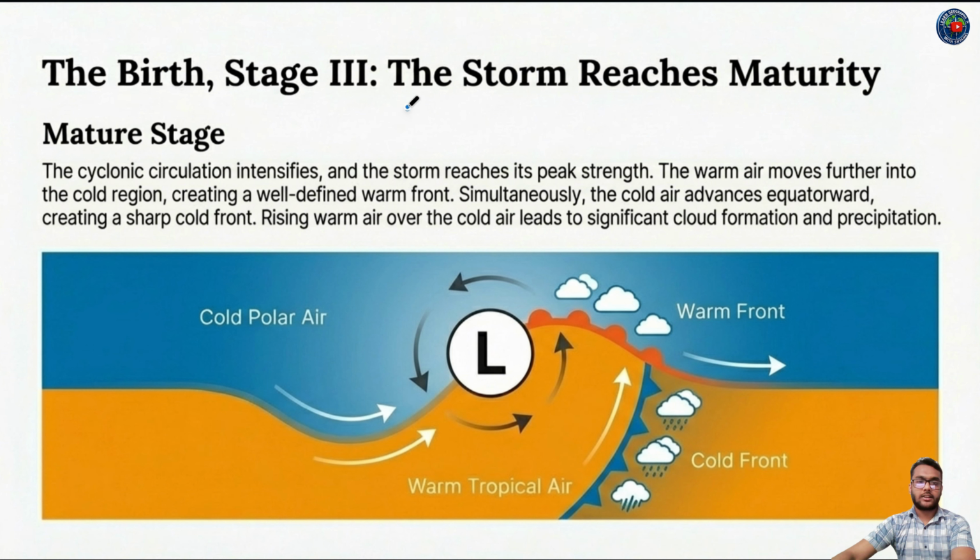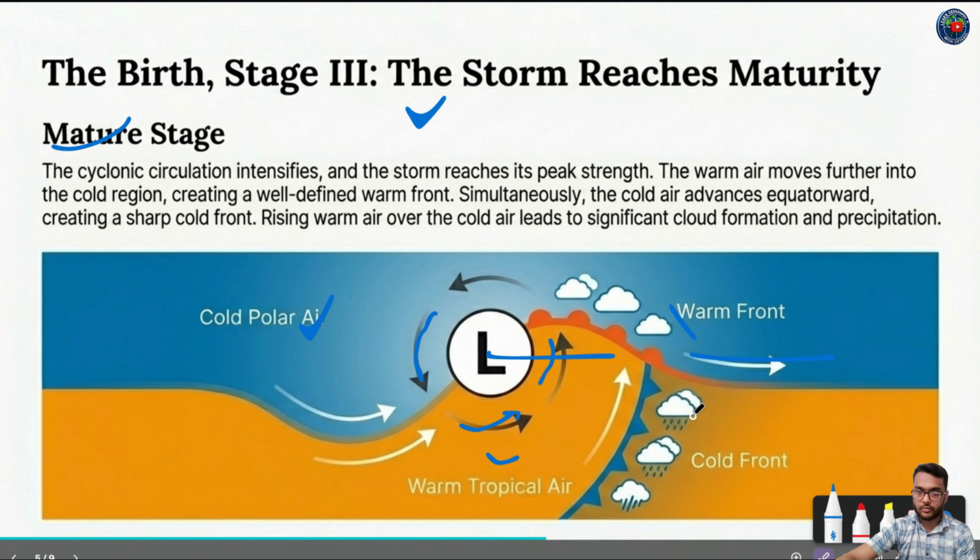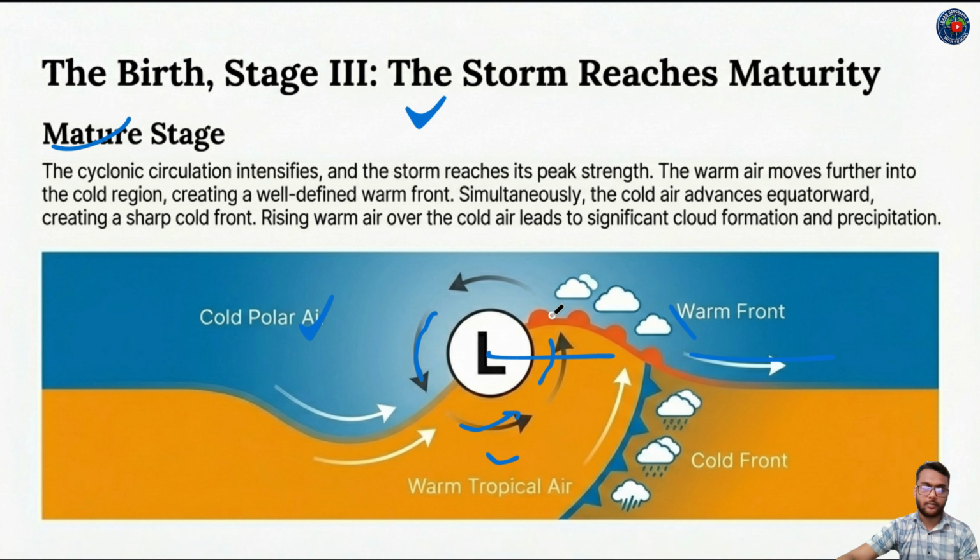And then stage 3, the storm reaches maturity. In the mature stage, the cyclonic circulation intensifies and the storm reaches its peak strength. The warm air moves further into the cold region, creating a well-defined warm front. Simultaneously, the cold air advances equatorward, creating a sharp cold front. The rising air over the cold air leads to significant cloud formation and precipitation. Here is cold polar air, warm tropical air, then the moving direction of the temperate cyclone, the low pressure region, this is a warm front and this is a cold front. The cold front creates precipitation and rainfall.